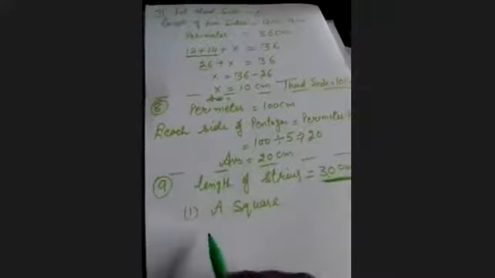Now we'll bend this string in the shape of a square. Here students know the length of string means the perimeter of this square is 30 centimeter, because the total length is 30 centimeter. Now what will be the length of each side if it is used to form a square? First part is a square. Now find each side of the square.